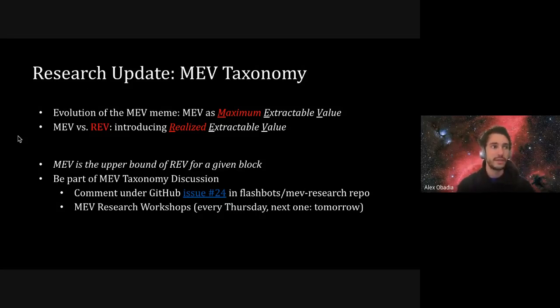The main point there is there was confusion between extracted and extractable, which were used interchangeably, and when you use the acronyms, it is not clear what the E is. So having a separate term for that made a lot of sense to us. And so that would be maximum extractable value rather than miner extractable value, and potentially realized extractable value to denote the value that has been extracted. So in a way, MEV is the upper bound of REV on a specific block.